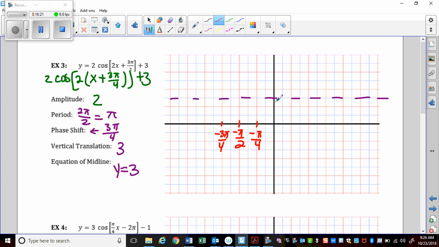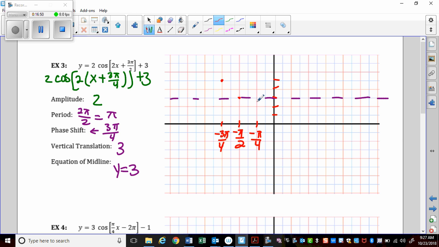So this is 1, 2, 3, 4, 5. I just want to make sure I was counting with ones. Okay. So this is where it's going to start. And at negative pi over 2, it's going to hit my midline because my period is pi this time. At negative pi over 4, it's going to go down to negative 2, or minus 2 from the midline.